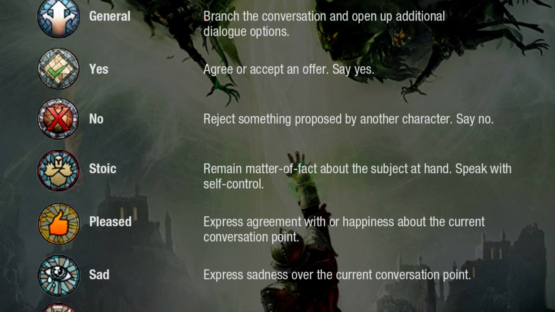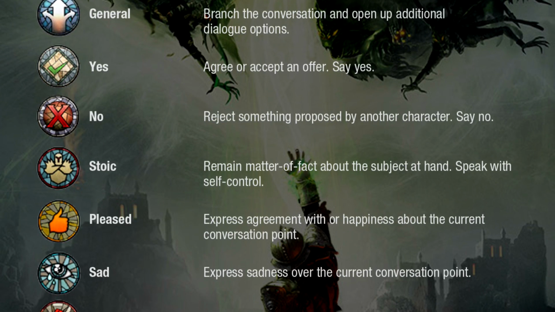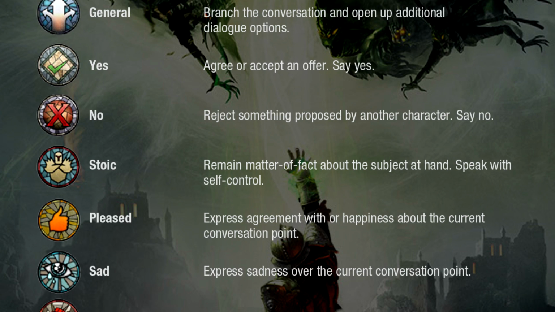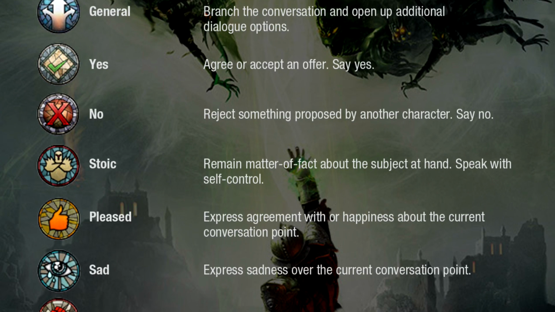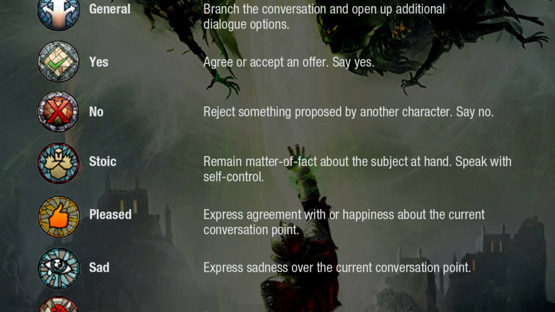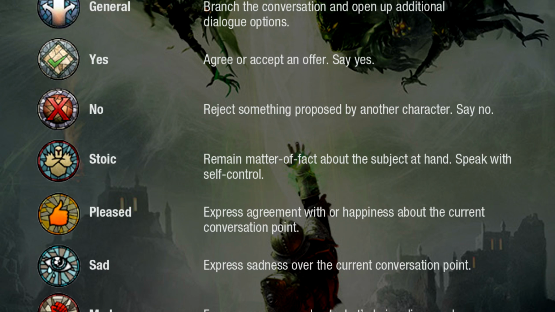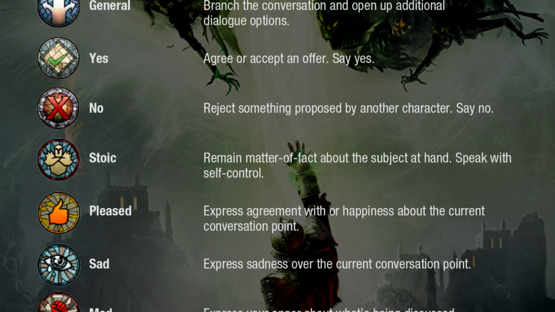But onto the symbols. The first symbol shows an arrow with two arrows branching off of it. This is the sort of default general case symbol meant to progress the conversation, and you can think of it as exploring different conversation branches. Next, green checkmark means yes, agree, or accept, real simple. Next, the red X means the opposite, no, rejection.